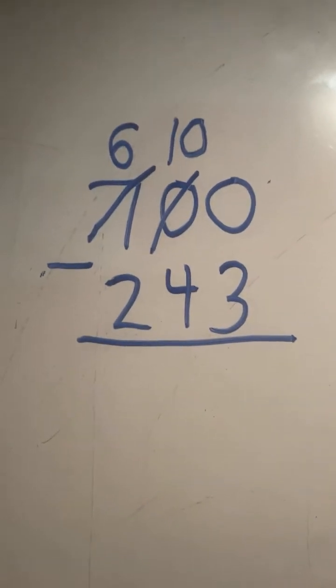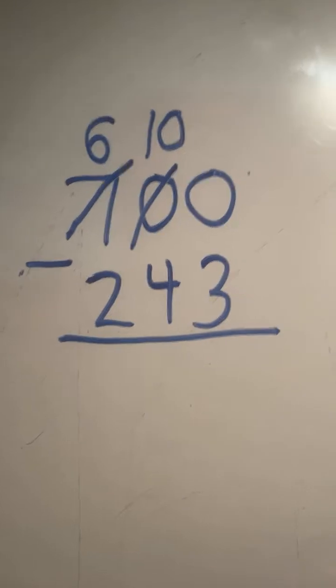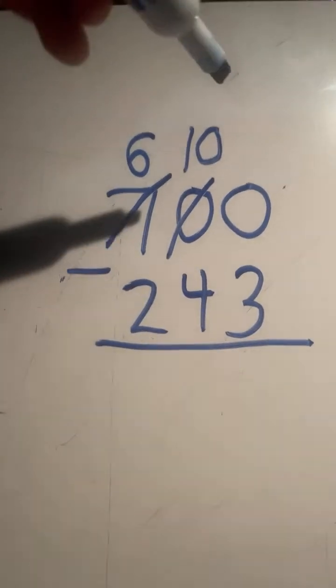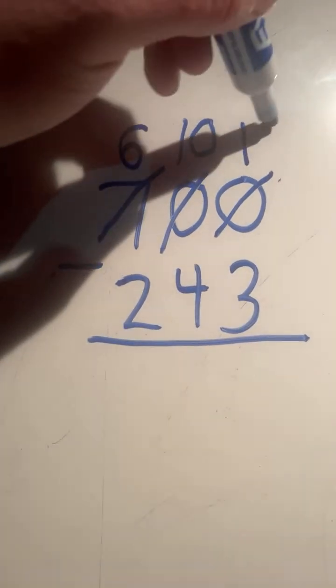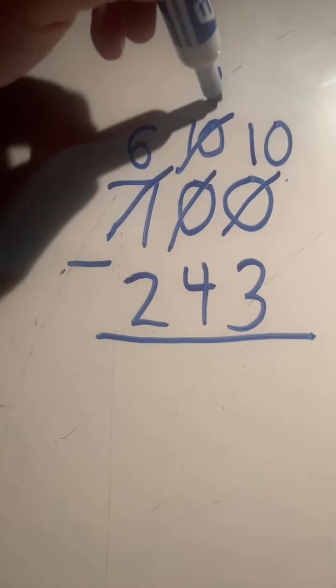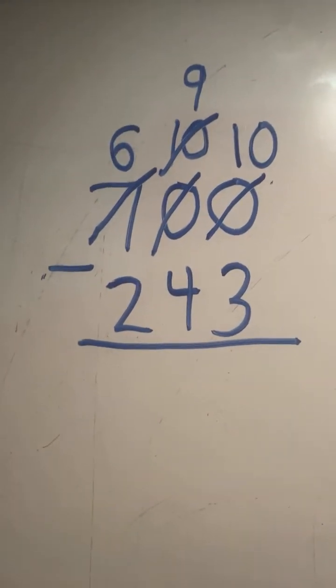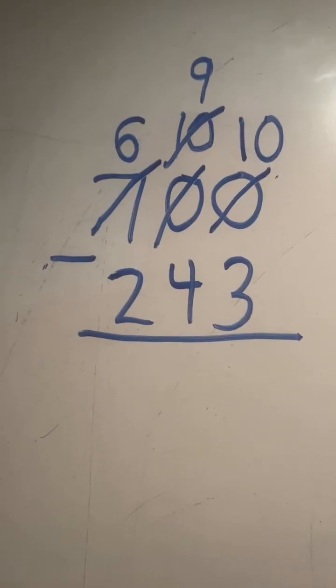Back in the 90s and early 2000s, we used to call this borrowing, but it's not really borrowing because we do not give it back. Now we need to add a 10 to the ones place. The 0 is going to become a 10. And then the 10 in the tens place is going to become a 9. It's always add 10 and then take away 1 from the column to the left.